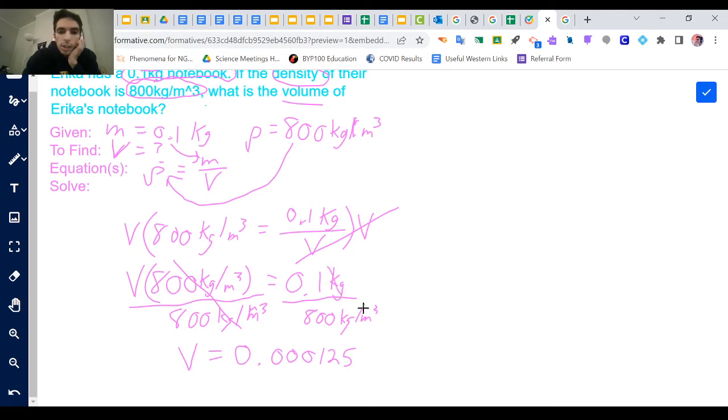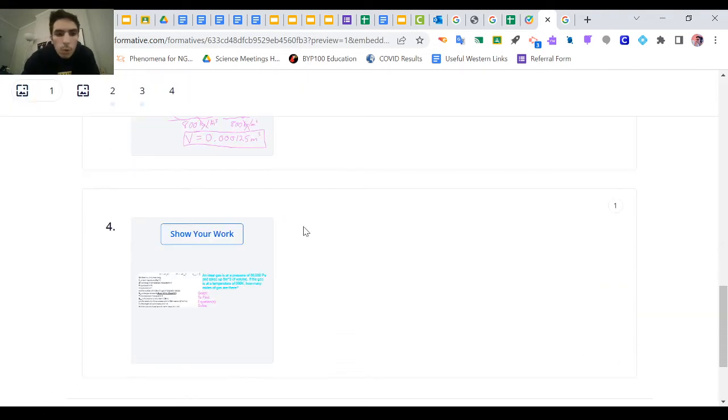So we can see our kilograms canceling out because we've got kilograms divided by kilograms. But then we are dividing by 1 over meters cubed, and volume is measured in just meters cubed. Again, the units at this point, we haven't spent much time on, like doing that kind of dimensional analysis, so if that seemed weird, I'm skipping some steps. But the important thing is that we know how to arrange our variables and solve for whatever's missing here. So here, Erica's notebook has a volume of 0.000125 meters cubed.